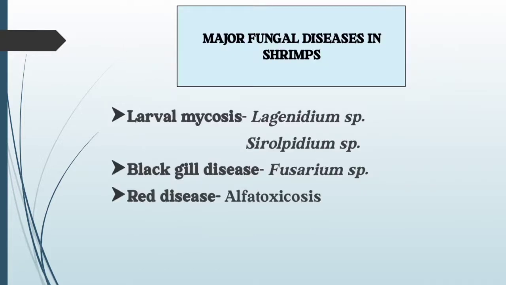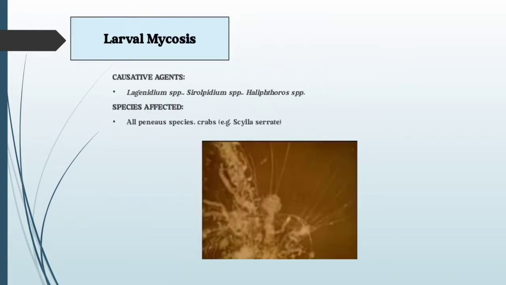rectify itself. Major fungal diseases in shrimps: larval mycosis, Lagenidium sp. and Sirolpidium sp.; black gill disease, Fusarium sp.; red disease, aflatoxicosis. Larval mycosis. Causative agents: Lagenidium spp., Sirolpidium spp., Haliphthoros spp.